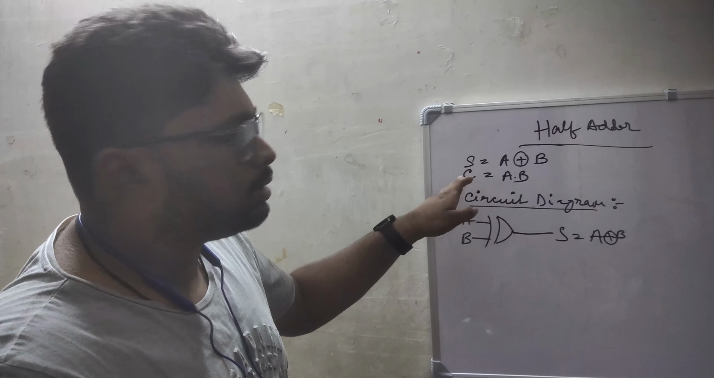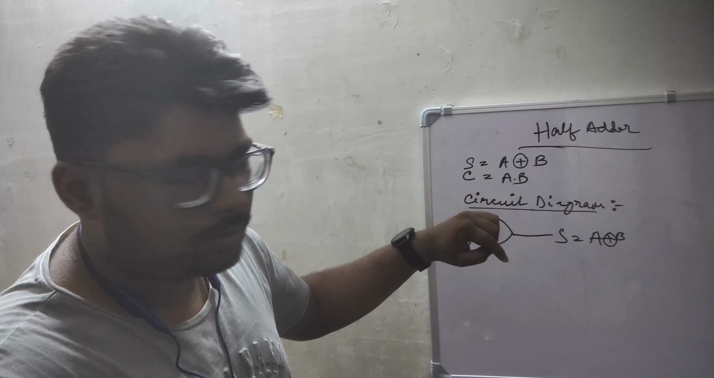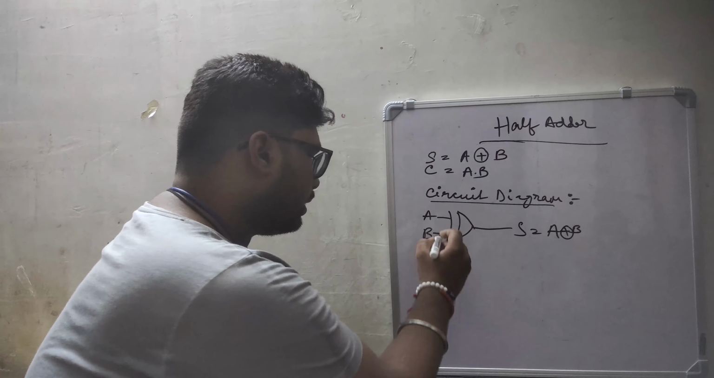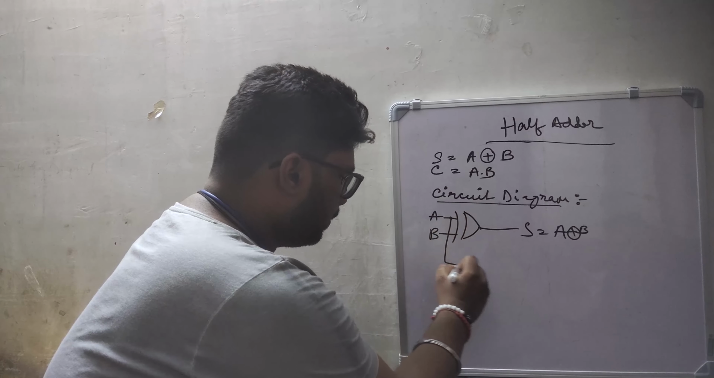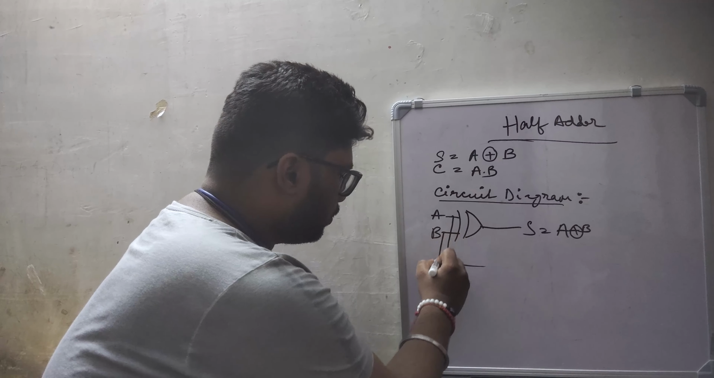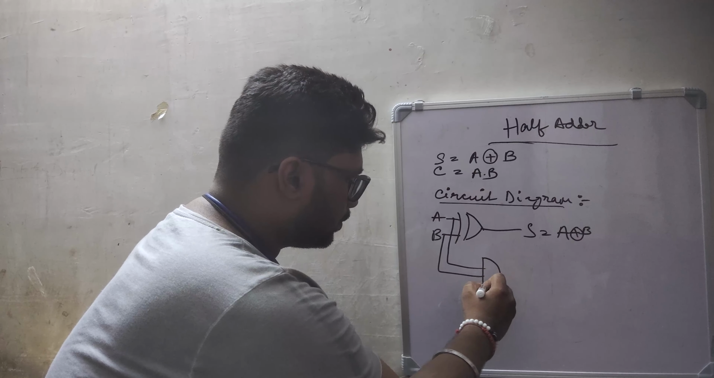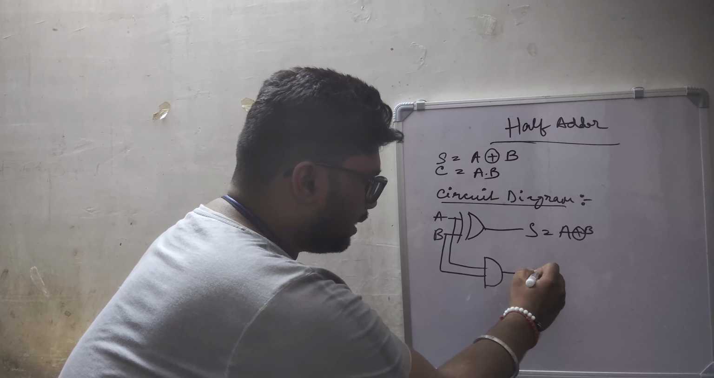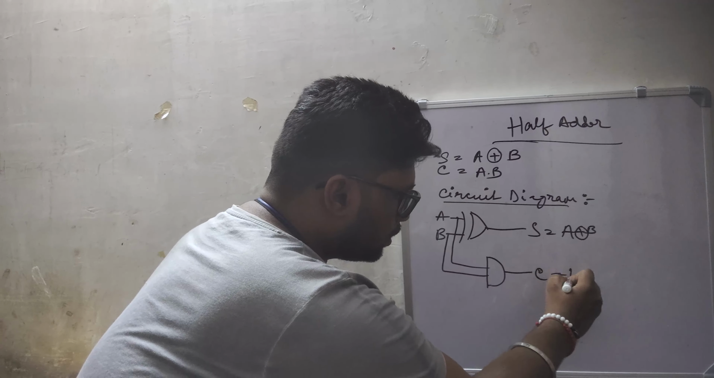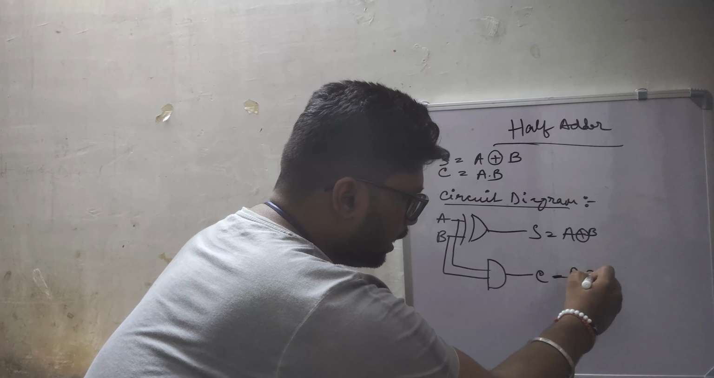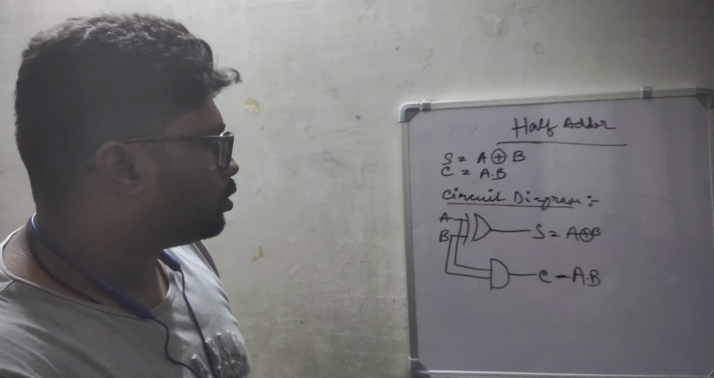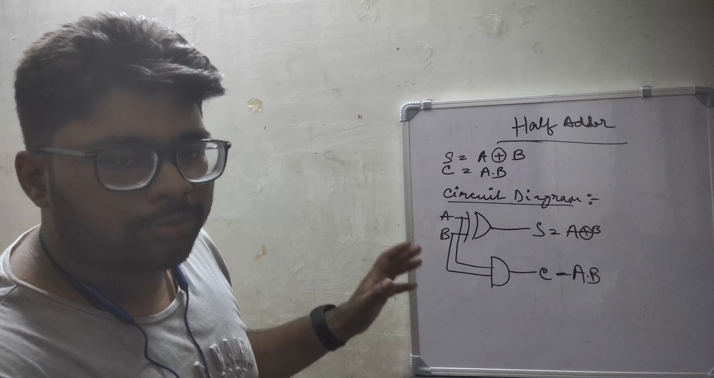The next part is the carry part, which is A and B. So once again, we take one input from A and the other input from B, and we connect them to an AND gate, and the output would be the carry or the C, which is A and B, like this. So this right here is the circuit diagram for half adder.